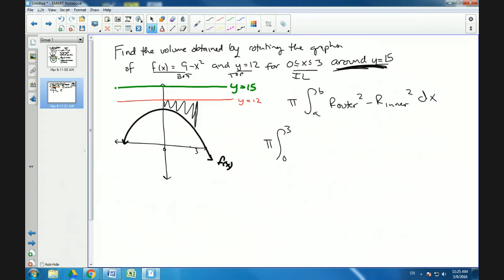So, 0 to 3, right? Okay, what's my outer? My largest radius is right here, correct? This is the smaller. So this is my outer. Top minus bottom. So 15 minus 9 minus x squared. It's my outer radius of the circle, the bigger of the two. Now my inner is what? 15 minus 12. Yeah, that one's easy, right?